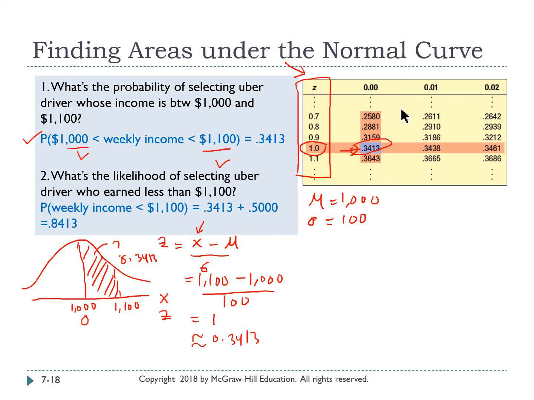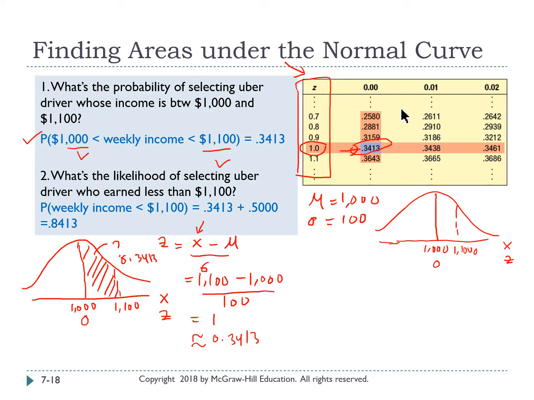Let's look at question number 2. What is the likelihood, or what is the probability, or what is the area under the curve of selecting an Uber driver who earns less than 1100? So it is best for you to draw another diagram so that you can see which area we are talking about. So what is the middle point? This is your mean, right? So you have x scale and z scale. So x scale is 1000, z scale is 0. Okay, so what is your x here? Your x is 1100.